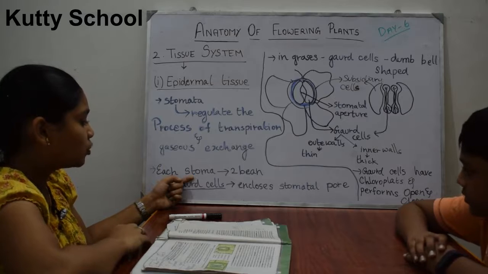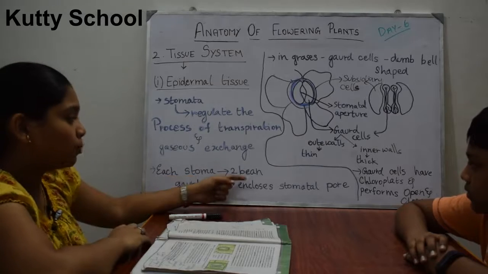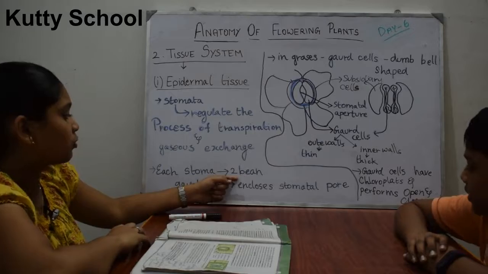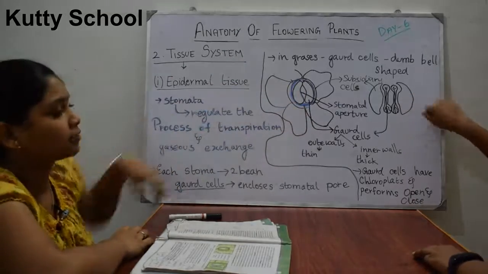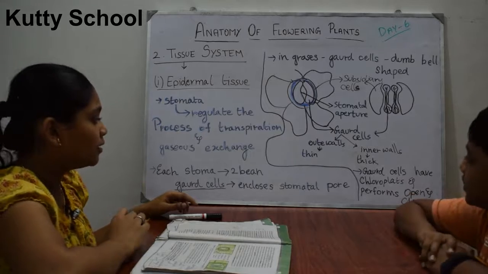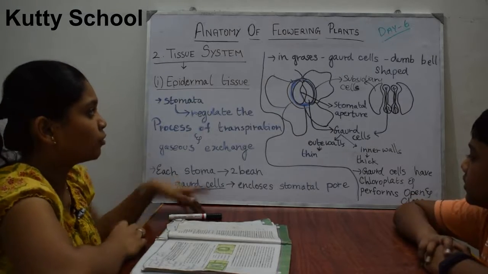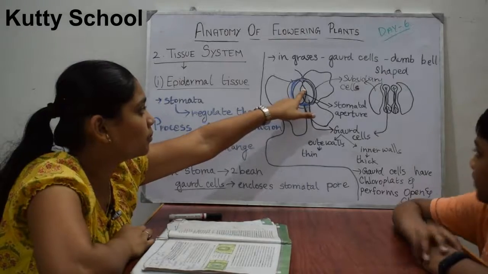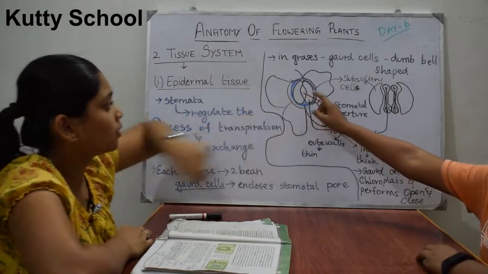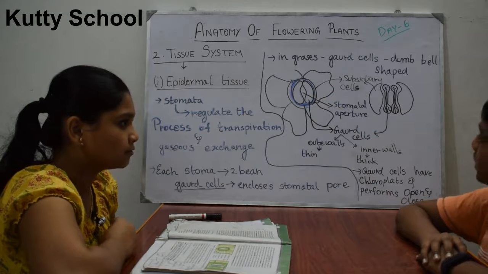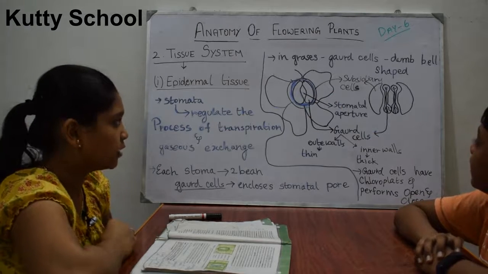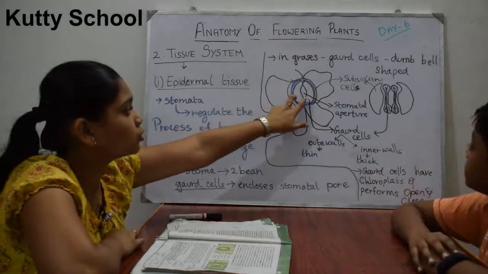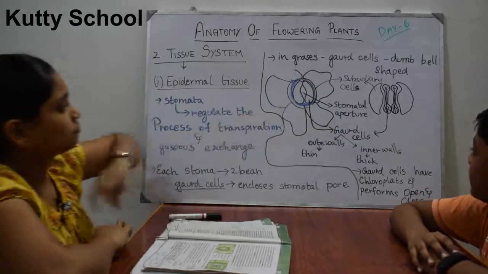This stoma is composed of two bean-like structures, which are known as guard cells. They enclose a stomatal pore in the middle, which is known as the stomatal pore or stomatal aperture. This is enclosed by guard cells.